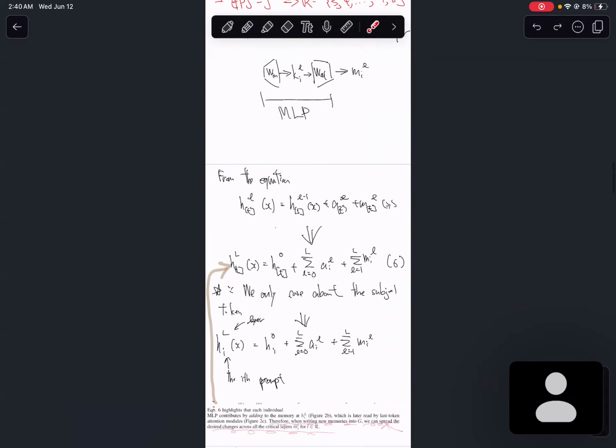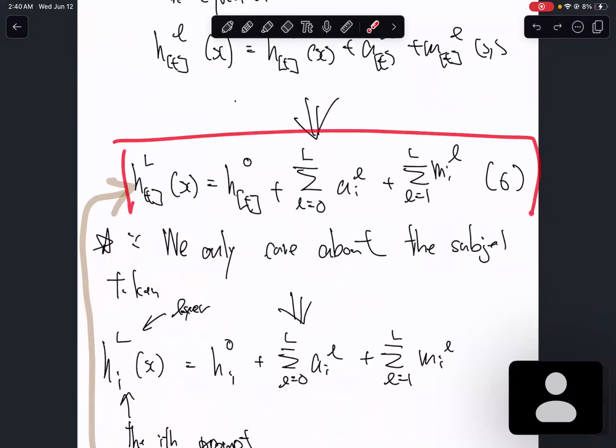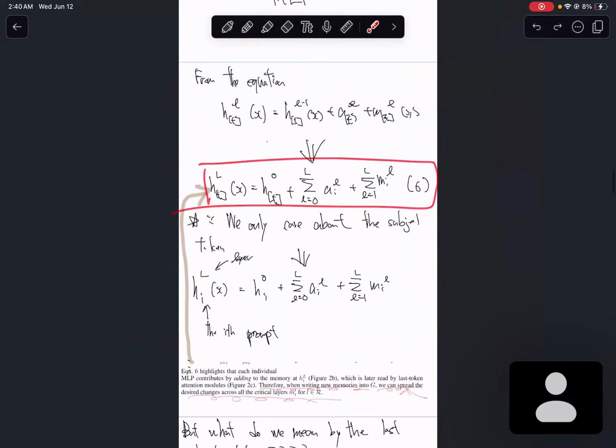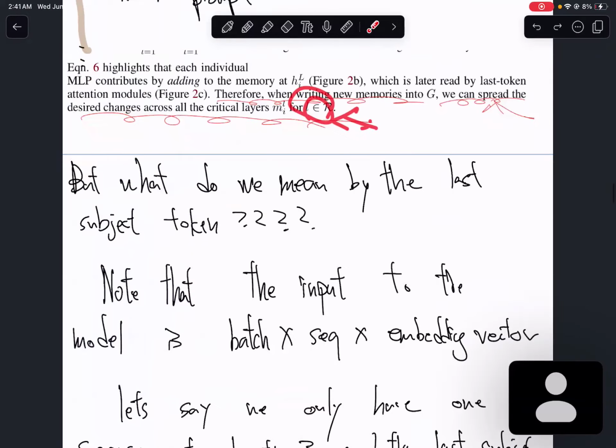Okay, so now this equation is quite important. Why is it important? Because it shows you that each individual MLP contributes by adding to the memory at HIL, as you can see over here, which is later read by the last subject token attention modules. Therefore, when we write new memories into G, what is G? G refers to the model. We can actually spread the desired changes across all the critical layers for L in sets out. So we're going to do that later, and just keep that in mind.